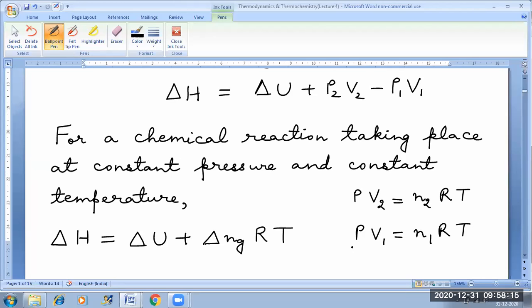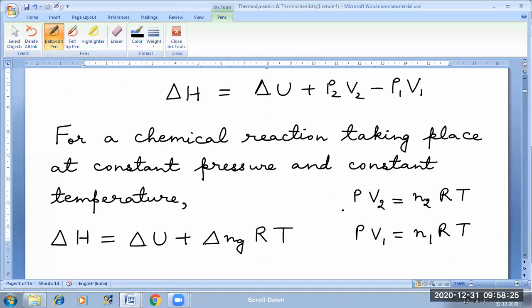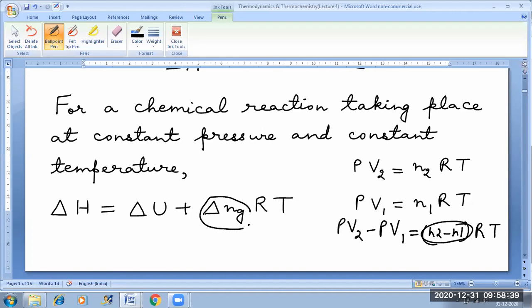N2 is the number of moles of the products, N1 is the number of moles of the reactants, considering gases only, because these equations are applied for gases now. Now, if I say P V2 minus P V1, I will get (N2 minus N1) RT. This N2 minus N1 is called delta Ng.